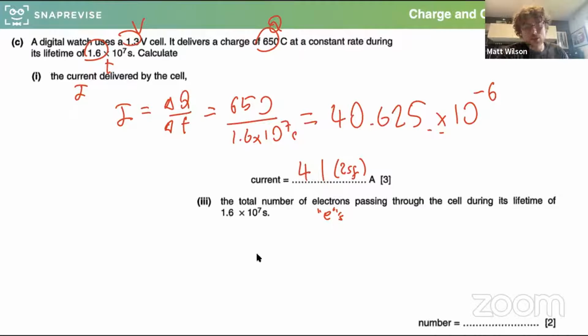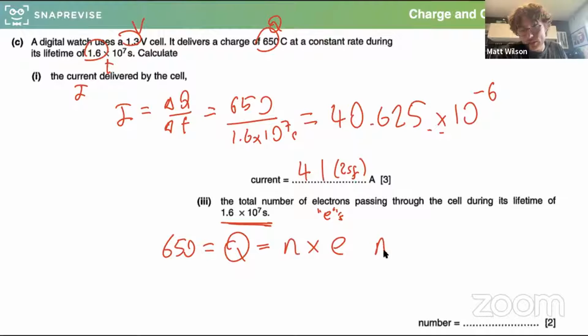Good. Really, really good. The total charge that passes through, telling you the exact time again, I think is a bit of a red herring. I think it's there to throw you off a bit, really. We know the total charge. It was 650 coulombs. And we know that is going to be the number of electrons that pass through times the charge of each electron. So we simply find the number by taking 650 coulombs, dividing by the charge of a single electron, which is 1.6 times 10 to the minus 19.